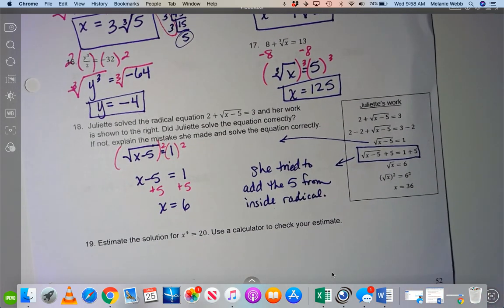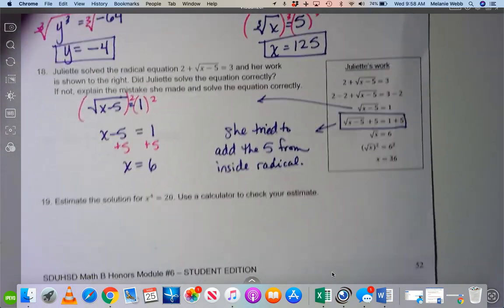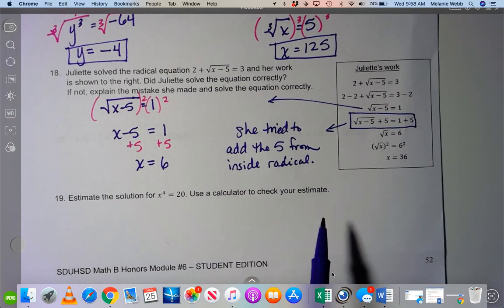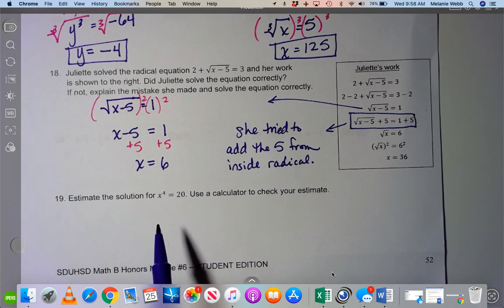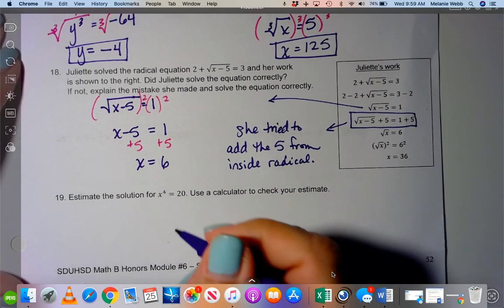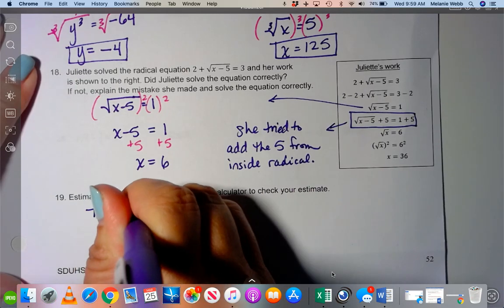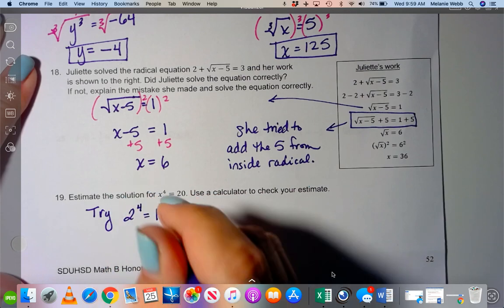Okay, so estimate the solution for x to the 4th equals 20 and use a calculator to check your estimate. Well, x to the 4th equals 20. So what could that possibly be? It would have to be a pretty small number, right? Like maybe try 2. So 2 to the 4th power actually equals 16. Okay, so that's not quite enough.